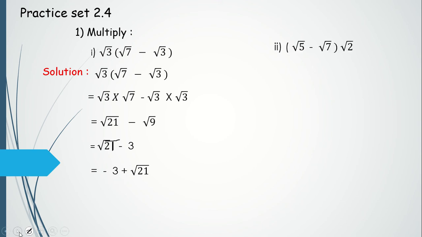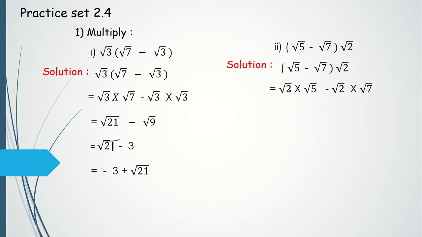Now let's go to the next sum. Similar way, exactly the same way as we did here. This root 2 has to be multiplied inside the bracket. Means we multiply this root 2 with each number inside the bracket. So root 2 into root 5 minus root 2 into root 7 we will get. So let's see what we get.